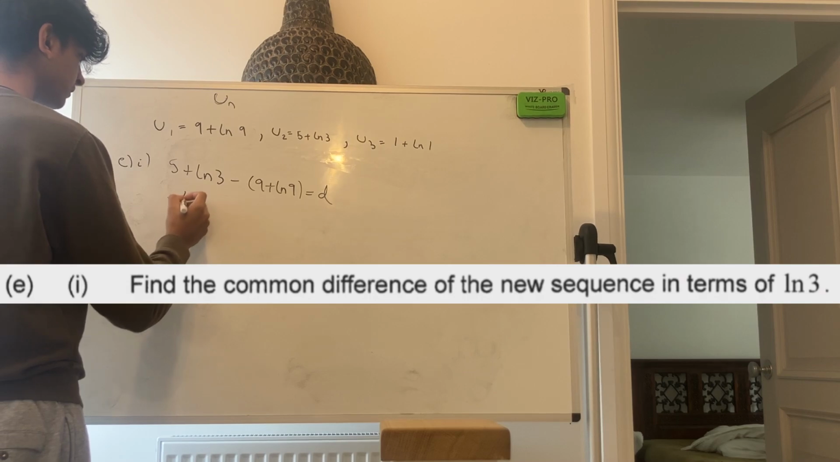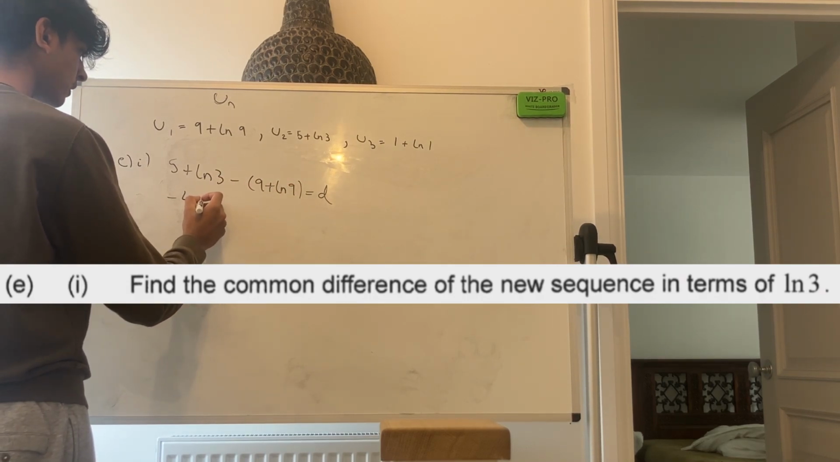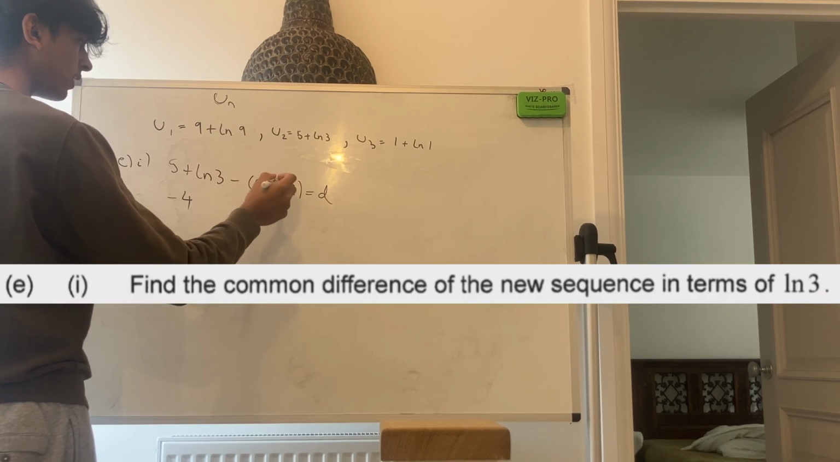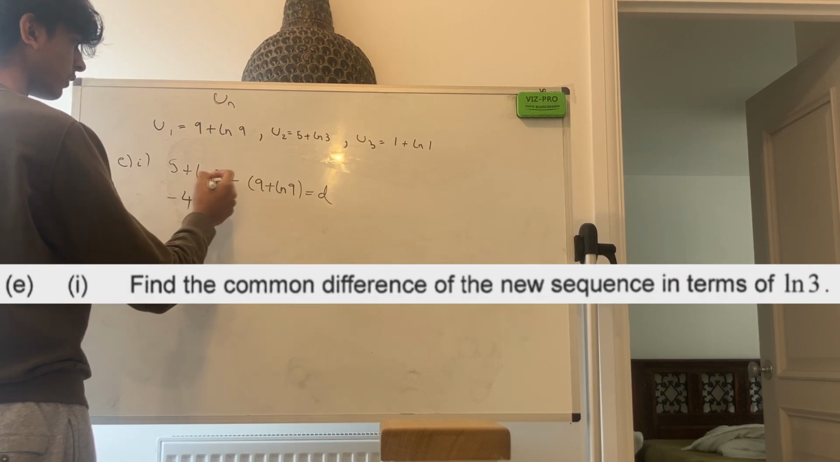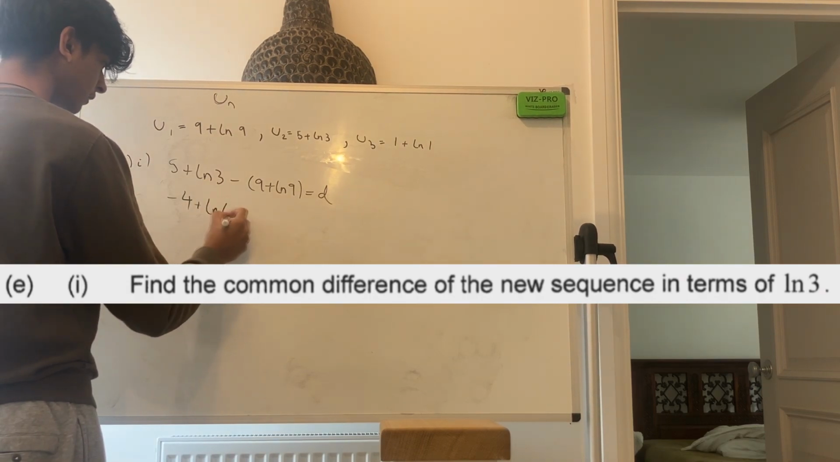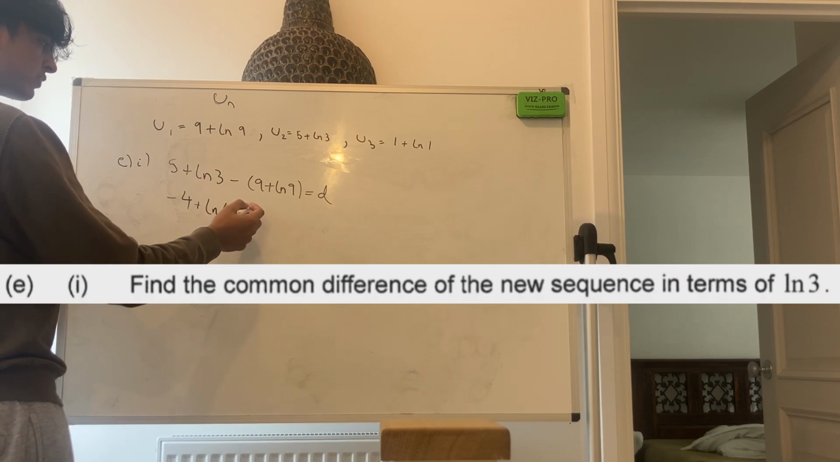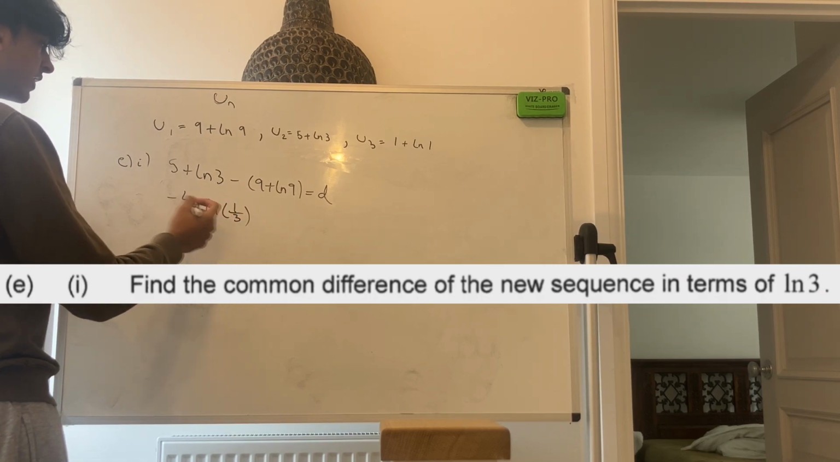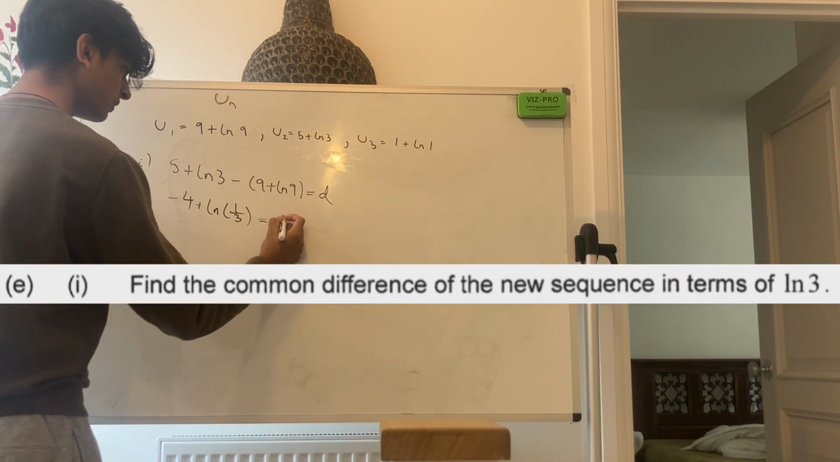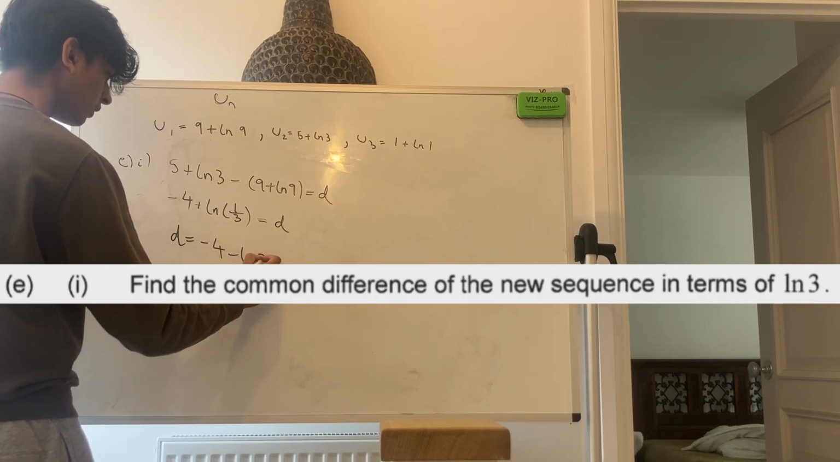So 5 plus ln 3 minus 9 plus ln 9 equals d. 5 minus 9 is minus 4. Ln 3 minus ln 9 is ln of 3 over 9, which is ln of 1 over 3. This can be written as ln of 3 to the minus 1, and then that minus 1 is taken down by the log laws. So d equals minus 4 minus ln 3.